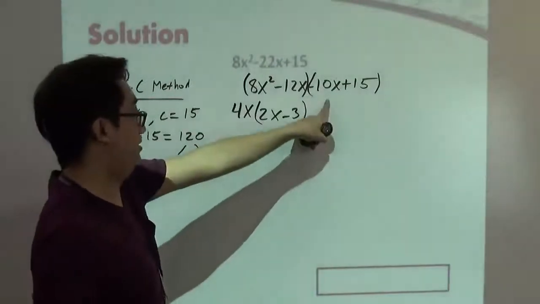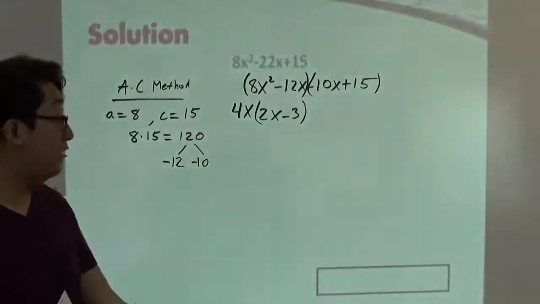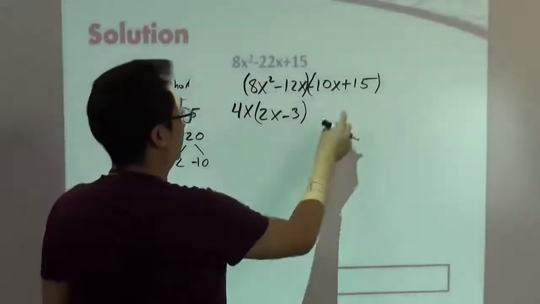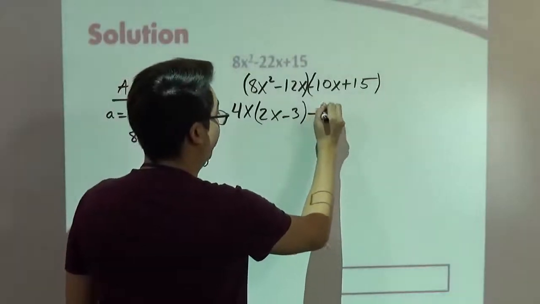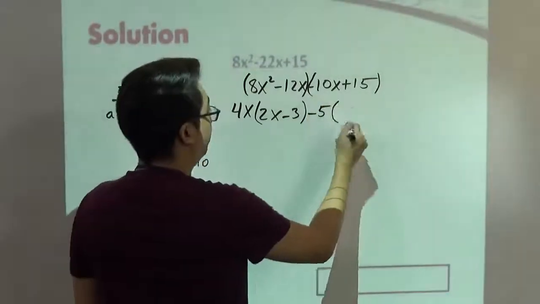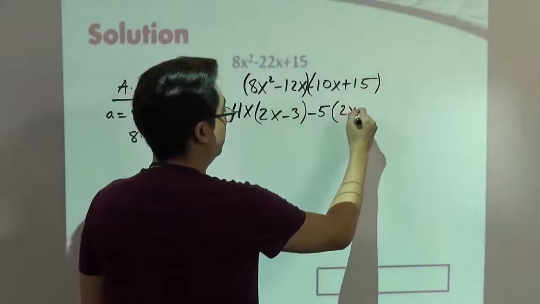Now look at my second set of parentheses, negative 10x plus 15. I don't have an x in common, but I have numbers in common, because in reality I can pull out a negative 5, and I should be left with 2x minus 3.